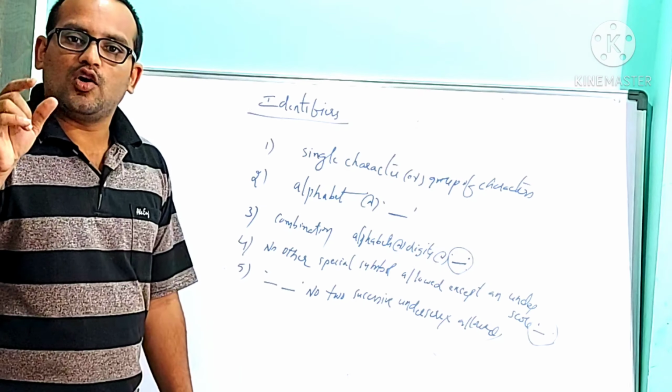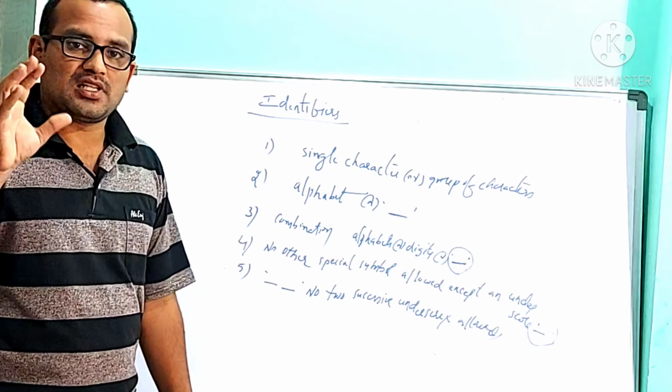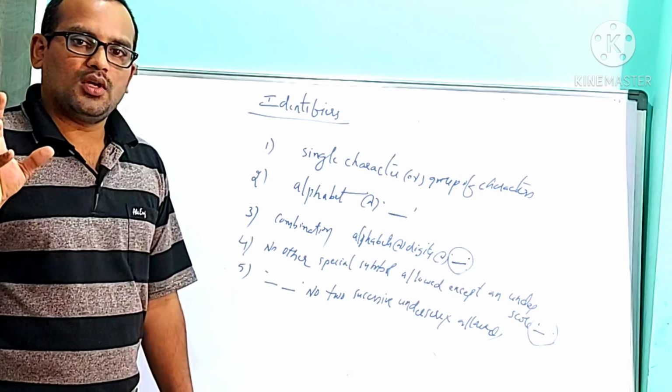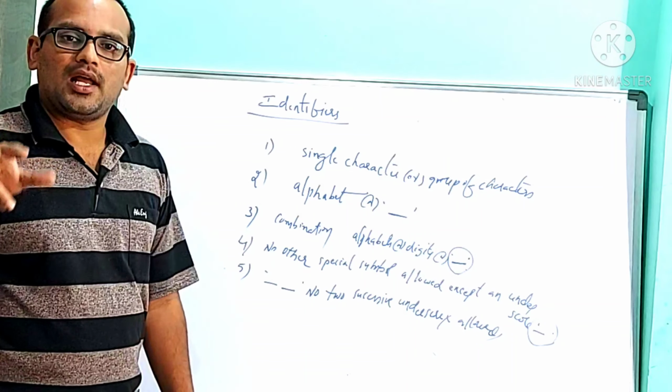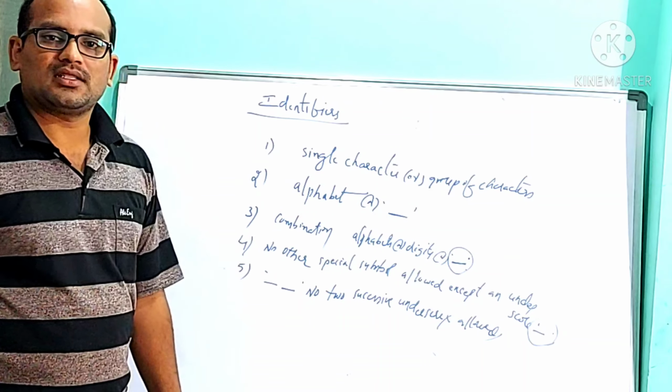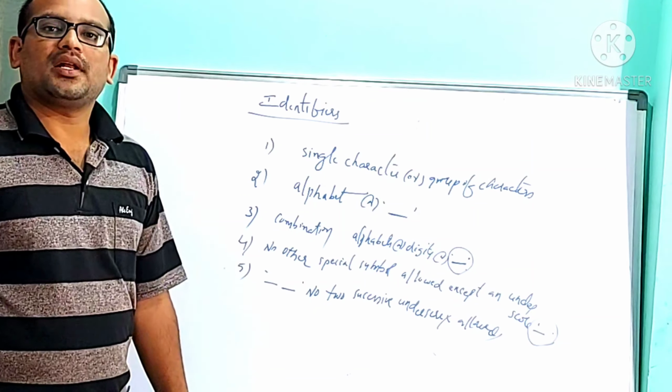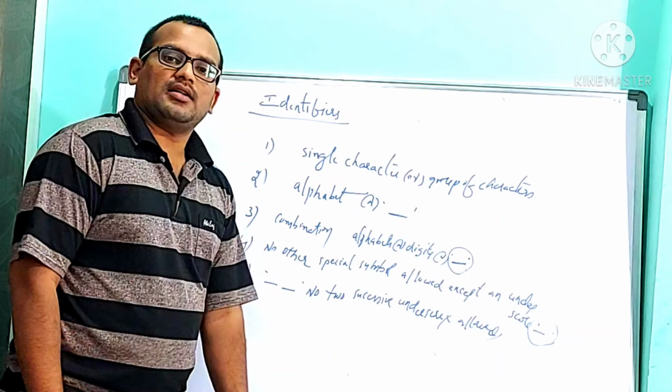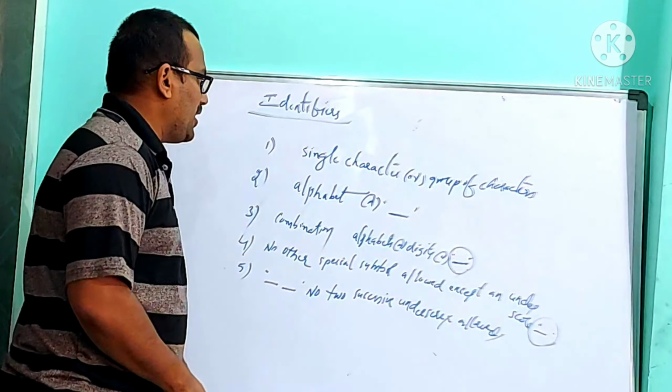No special symbol is allowed except an underscore, and no two successive underscores are allowed. You can take up to 31 characters as the name of the identifier, but the compiler recognizes only the first 8 characters. Okay, what is an example for an identifier?